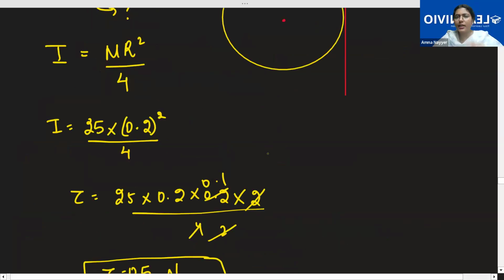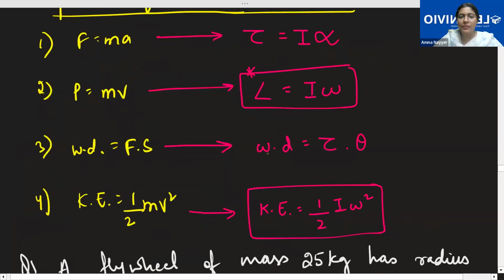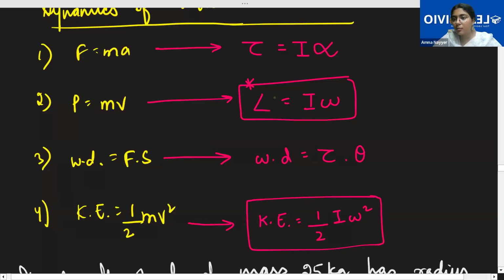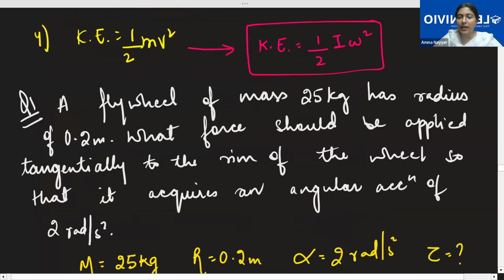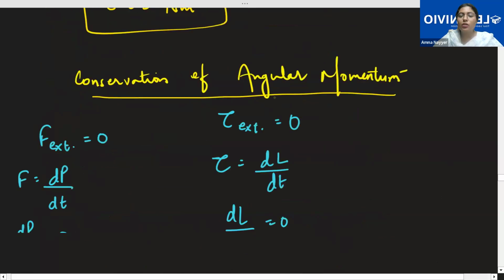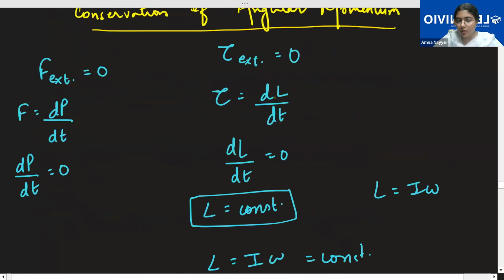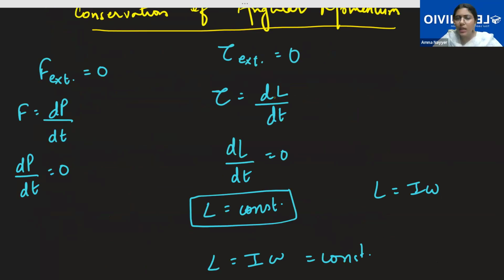Remember the 4 points I told you about the dynamics of circular motion? Out of these, angular momentum is very important. L is equal to I omega. So dL over dt is equal to 0. This is the form. It means when the torque is 0, there is conservation of angular momentum.